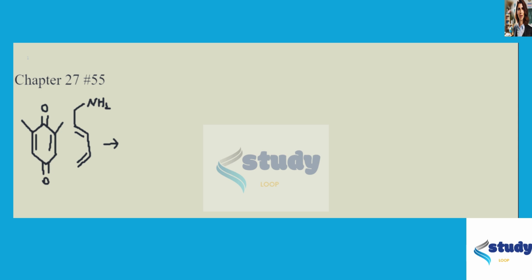This is the answer to Chapter 27, problem number 55 from the Smith Organic Chemistry textbook. In this problem, we're given a reaction and asked to draw a stepwise detailed mechanism for it. Okay, and so what we have here is basically a 4+2 cycloaddition and then intramolecular imine formation.